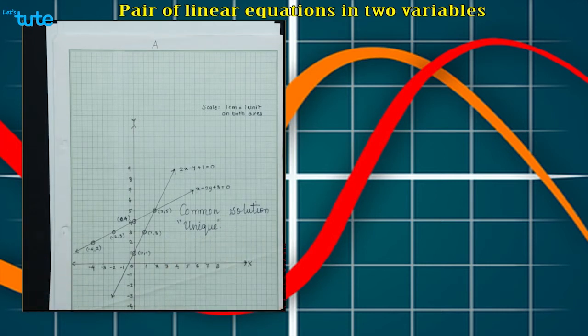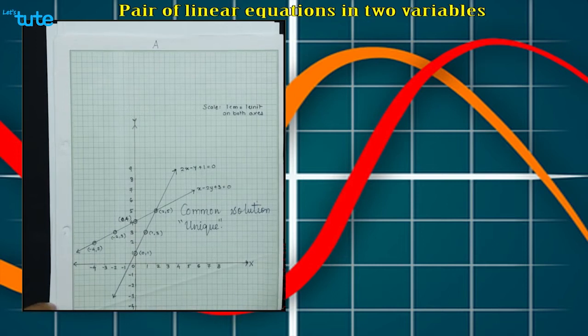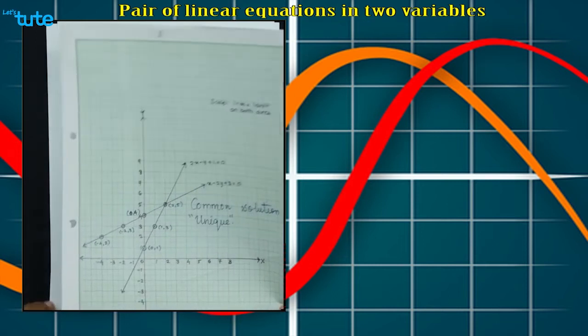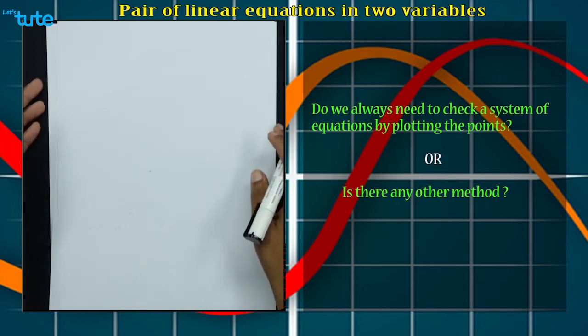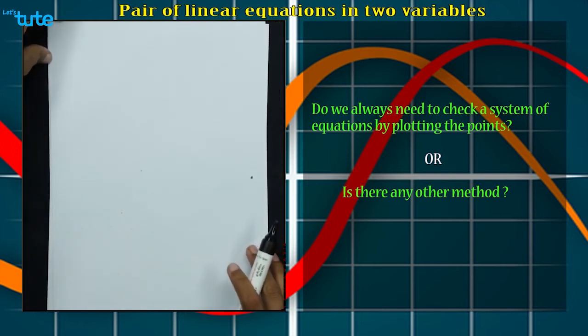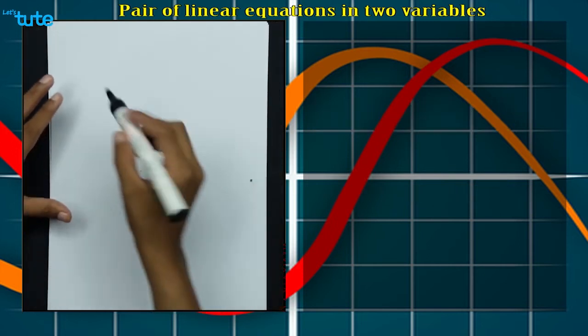Now why does this happen, or what do you think could be the reason? Should we always check a system of equations by plotting the points? Or is there any other shorter method, without plotting the points, which tells us whether the equations will have a unique common point? Let us check that. For that, let us look at the equations again.